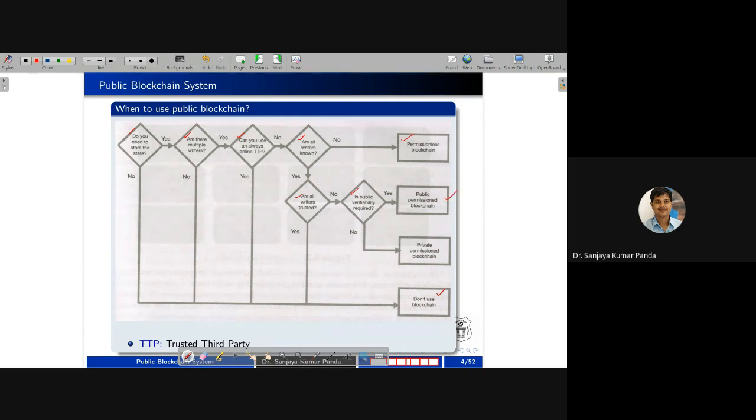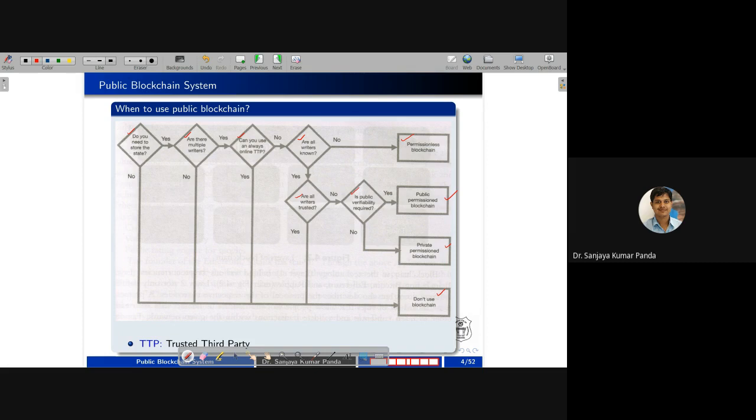If public verifiability is not required, then who is going to verify, you may ask me, right? So some selected members, those who are present in your private blockchain, they are the only ones going to verify. Like there are some government agencies, or some people who have started their blockchain, they only can verify. A normal member cannot verify that. Then you can go for private permissioned blockchain.